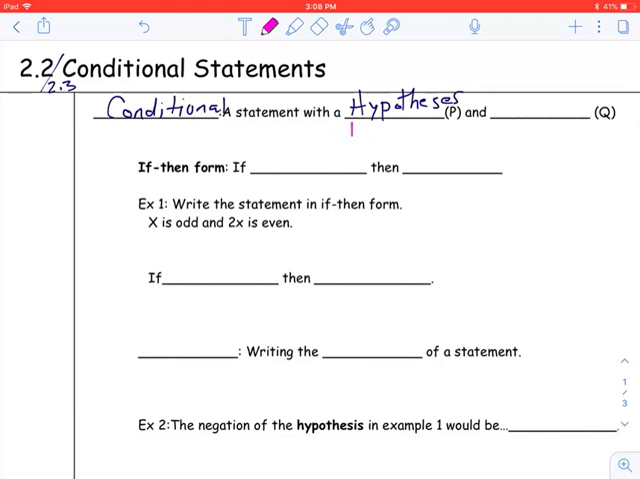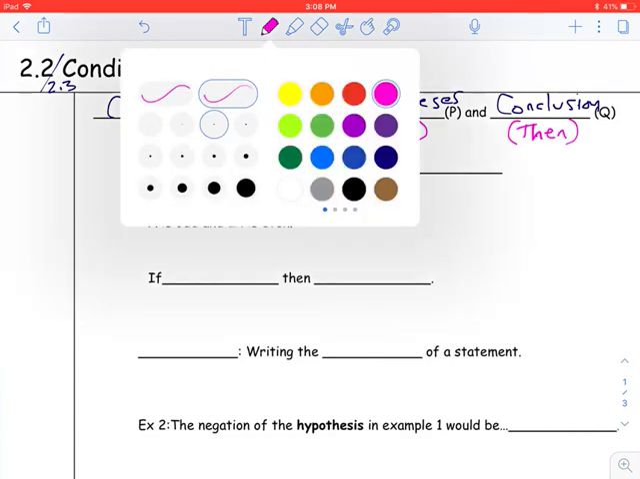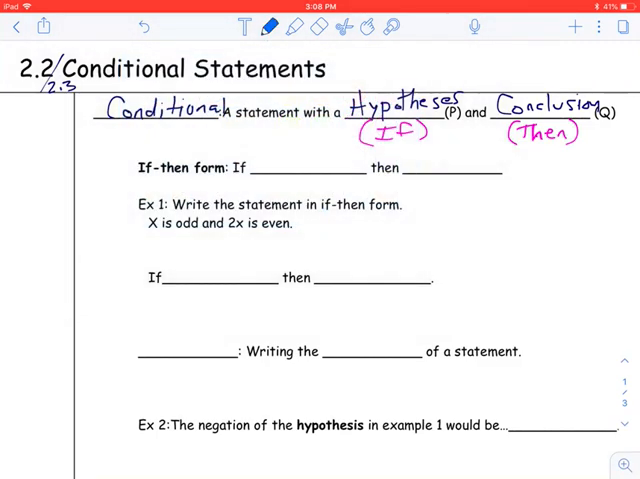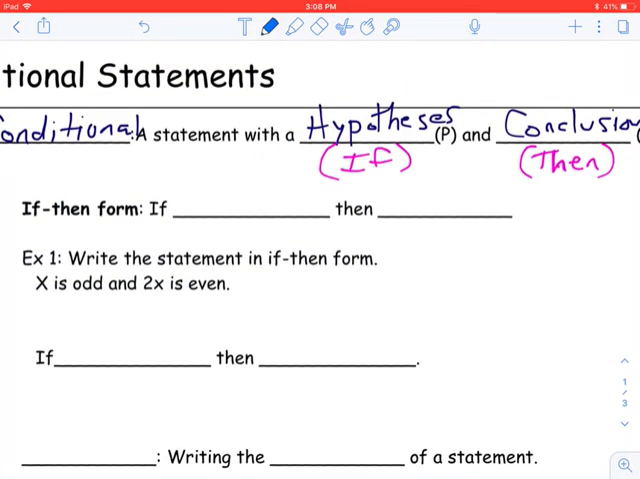So let me write that a little different here. Hold on. There we go. So the hypothesis is your if part, and then the end of it is the conclusion. Okay, which is the then part. If the hypothesis, then the conclusion. Okay, that's an if-then statement or a conditional. All right. So in if-then form, we usually use these two letters, P and Q. So if P, then Q.